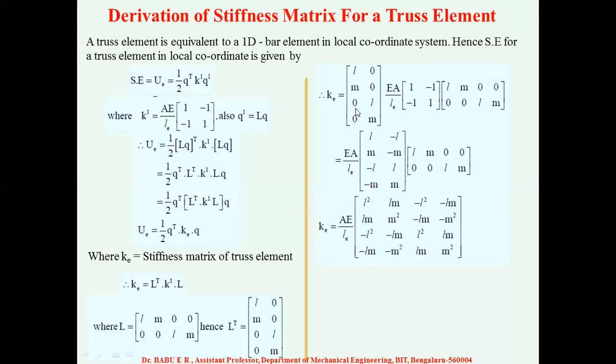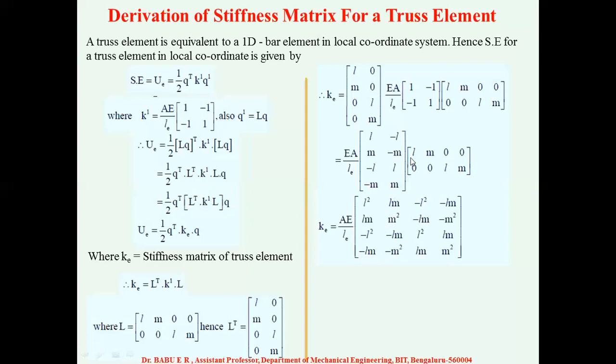Similarly, you take this. So 0 into 1, 0 plus L into minus 1 is minus M. So 0 into minus 1, 0. So 1 into L, we'll get L. 0 into 1 is 0 plus M into minus 1 is minus M. So 0 into minus 1, 0. So M into 1 will get M. Then you write this matrix. Again, you multiply these two matrices.